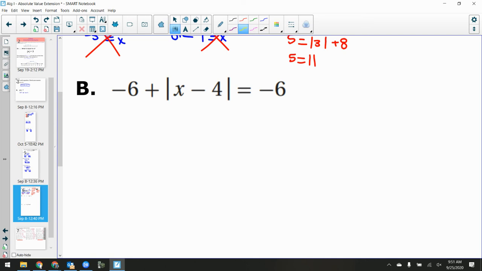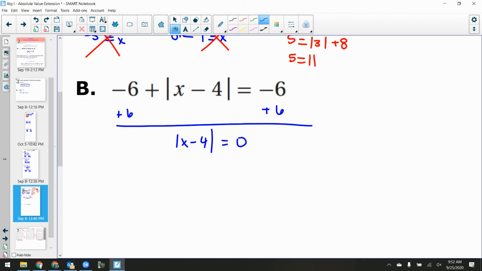What would I do to get the absolute value alone? I would add 6 to both sides, right? I see a -6. So I'm going to add 6 to both sides. Now they cancel out, so I get the absolute value of x minus 4 is equal to 0. Does this mean no solutions? No, that's not what that means. This is going to equal 0.